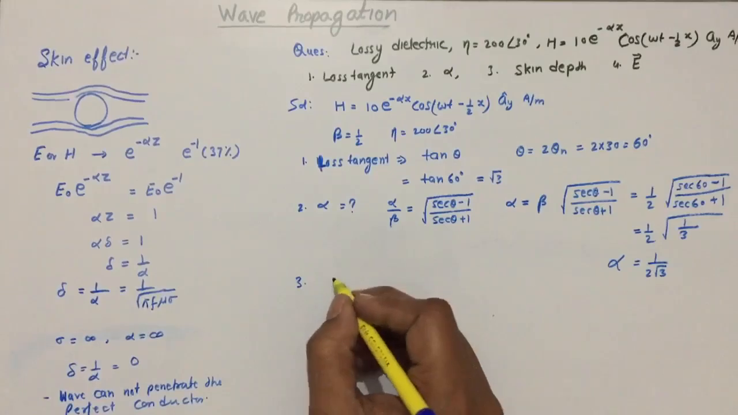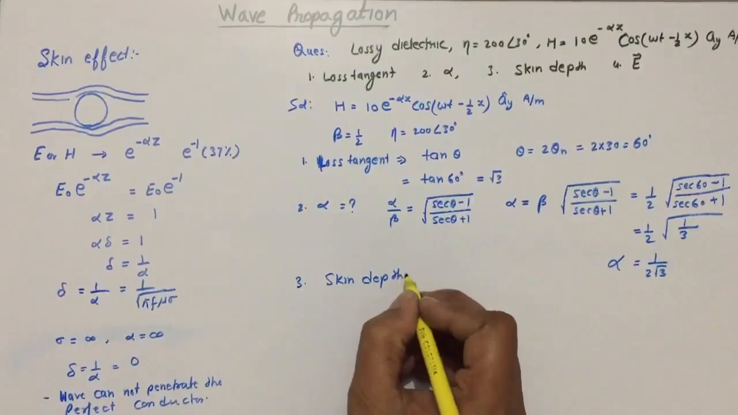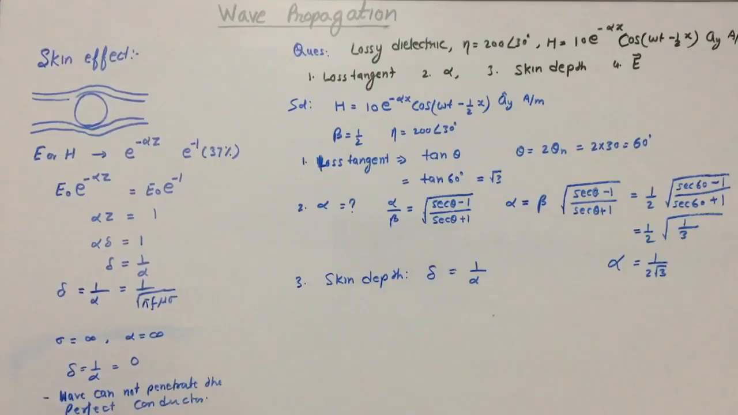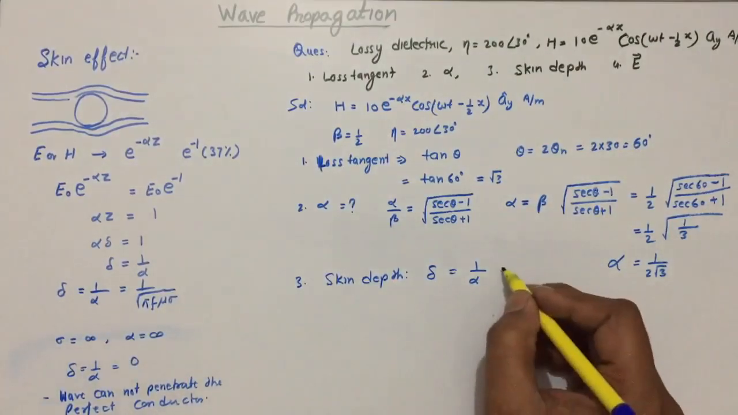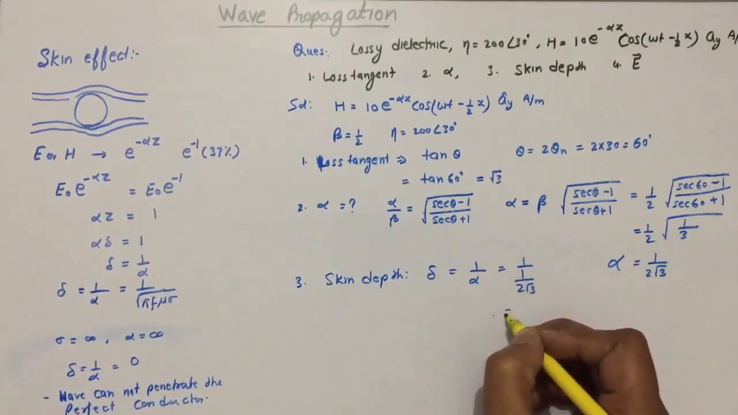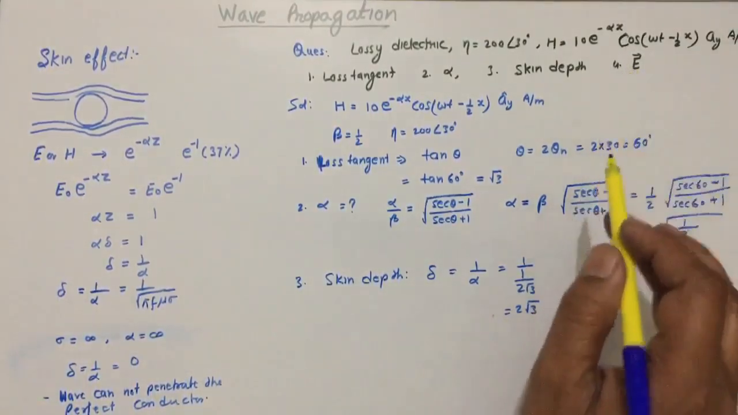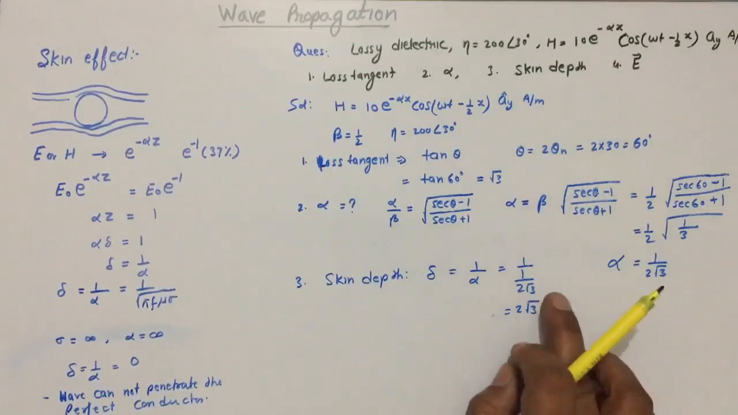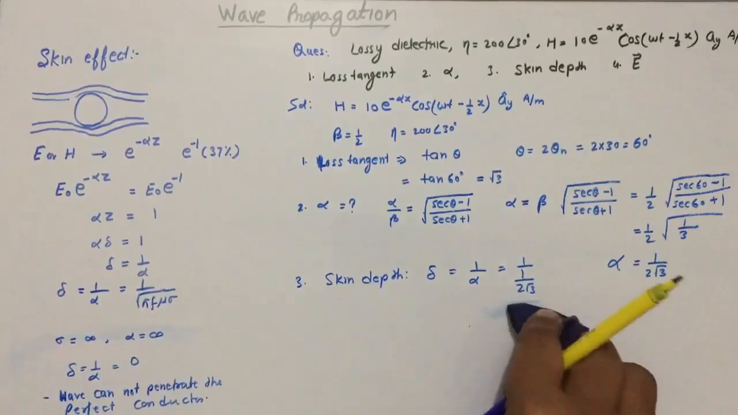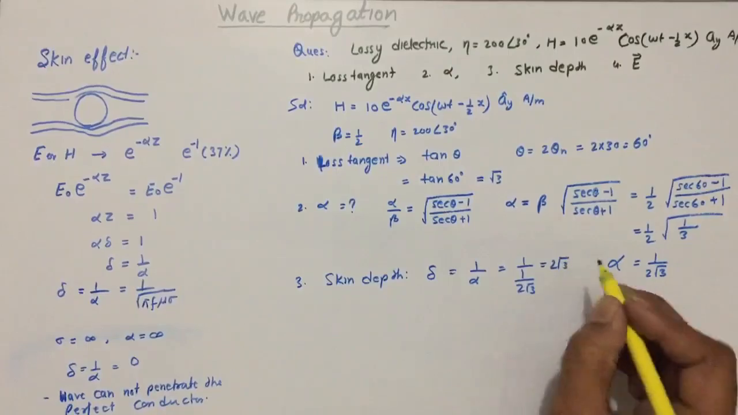Now the third is the skin depth, that is delta, and we know that delta is just the inverse of alpha. So from here we find it is 1 by (1 by 2 root 3), that will give you 2 root 3, that is the skin depth. Let me erase this to save space. It is equal to 2 root 3.